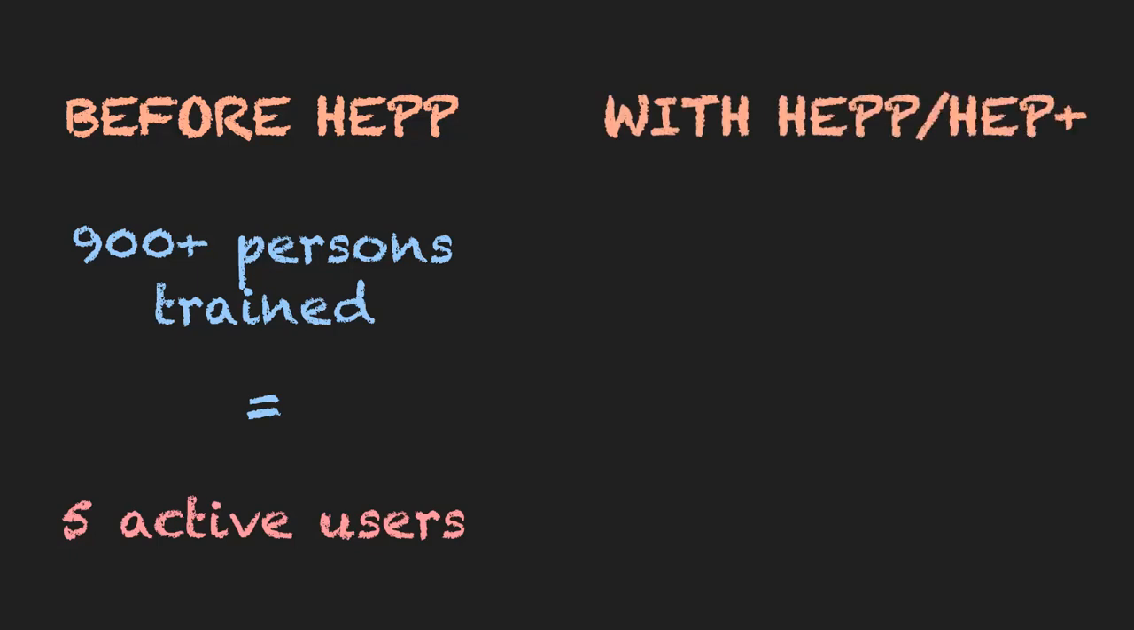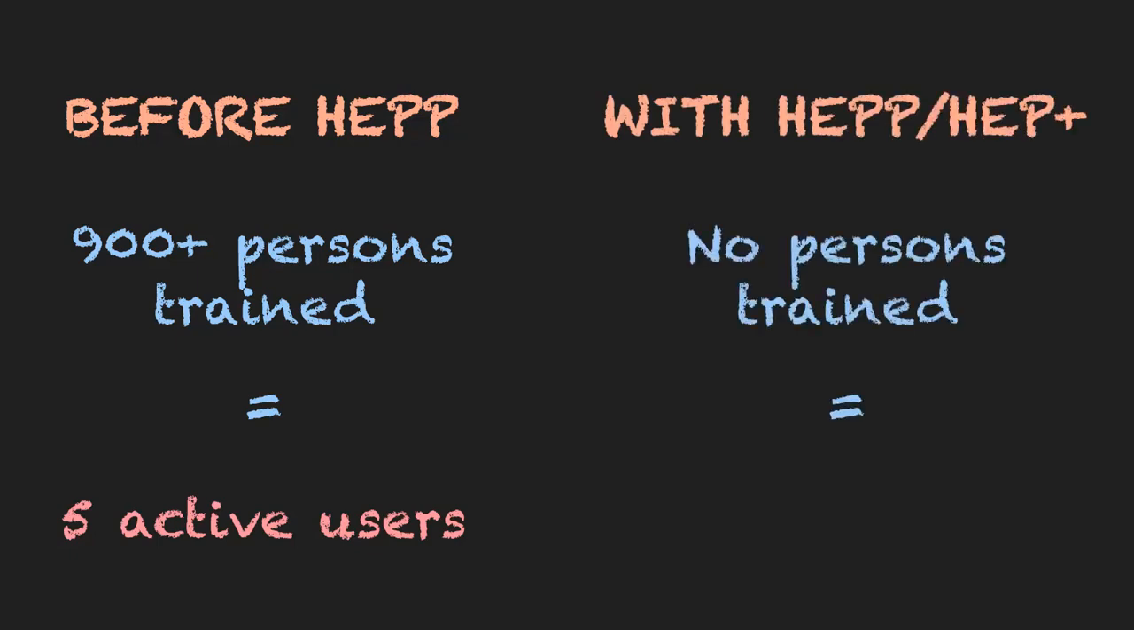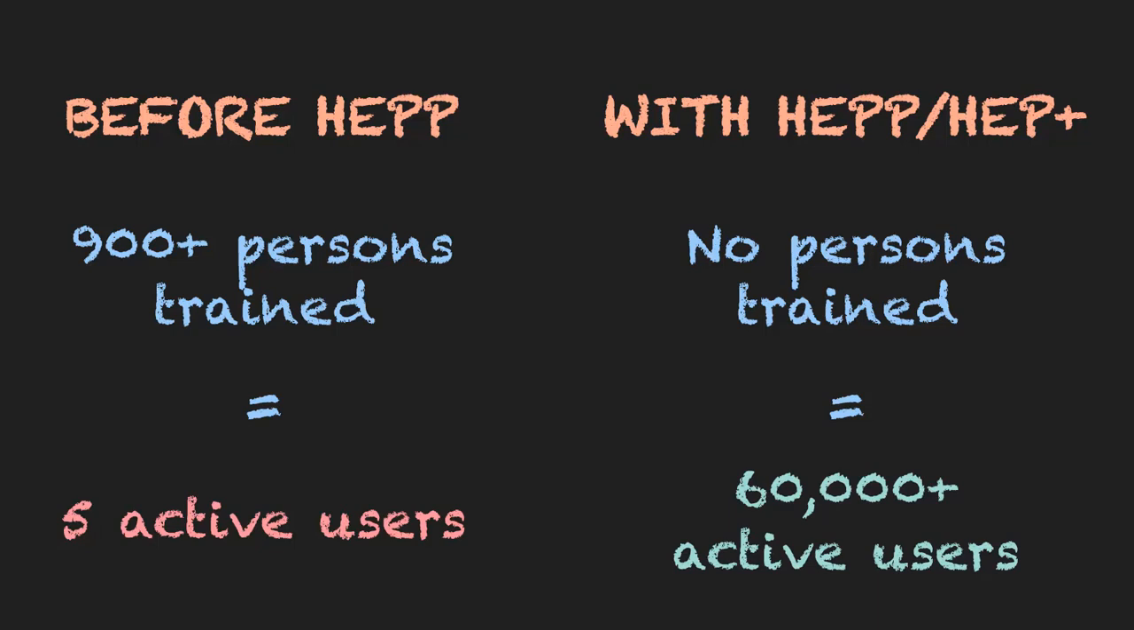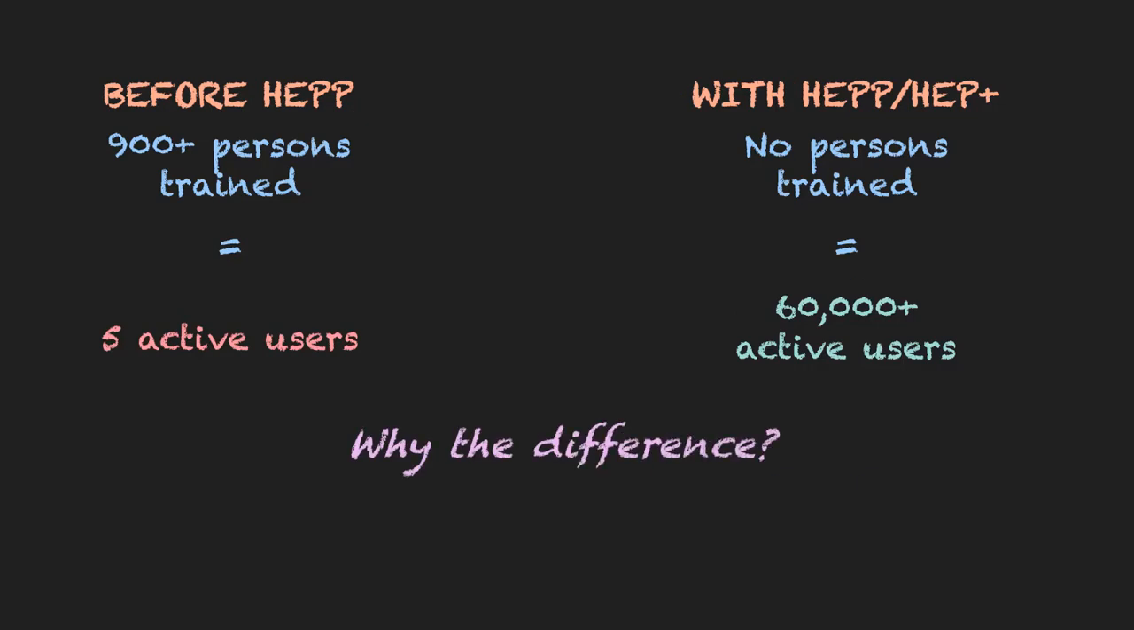With our project, with the Health and Education Policy Project, and now with the Health and Education Policy Plus, we took a different approach, and we haven't done any training thus far. What are the results? Instead of 5 active users, we have over 60,000. These numbers come from Google Statistics, so we have the evidence to back this up. So what happened? Why such a difference?